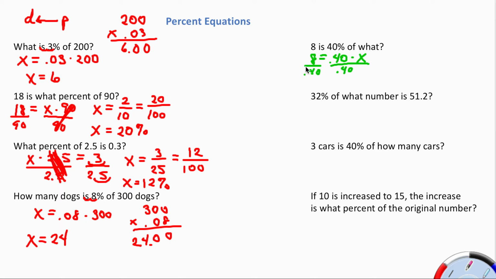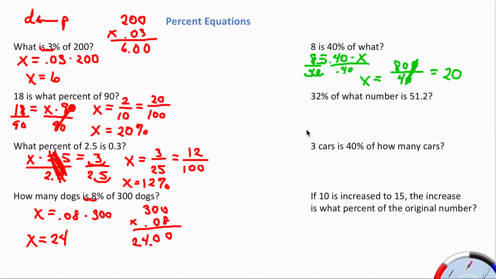I can't mix fractions and decimals, so I'm going to move this over 2 times, but I also have to move this over 2 times. So that gives me x equals 800 over 40. Right? 800 over 40, or 80 divided by 4, is 20. So 8 is 40% of 20.